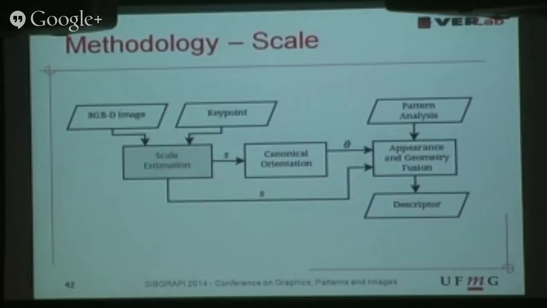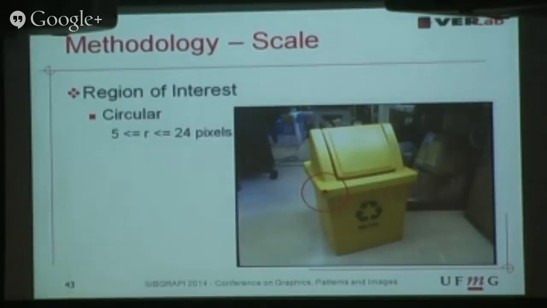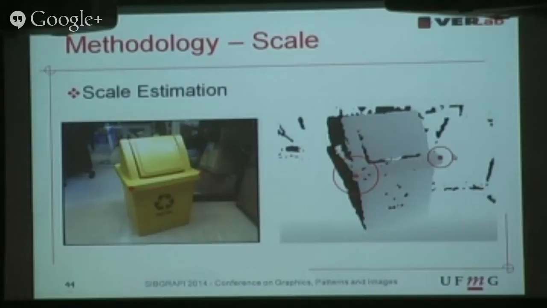As far as scale is concerned, somehow it's easier, right? Because we have the depth information. From depth information, you know that this point, for instance, is farther away than this one. So basically, we derive the radius based on the depth information that will be taken from the depth image. That's the idea, and of course, we compute the scale from that.